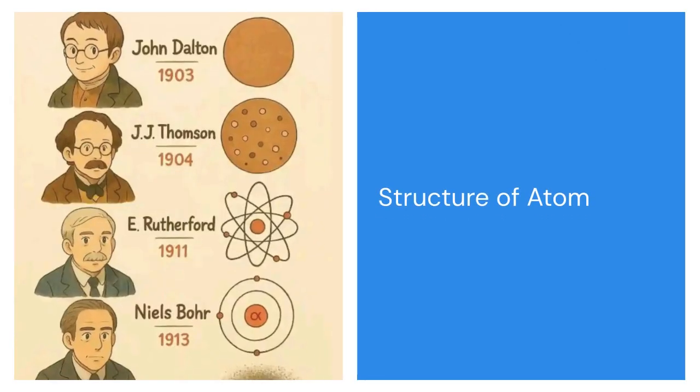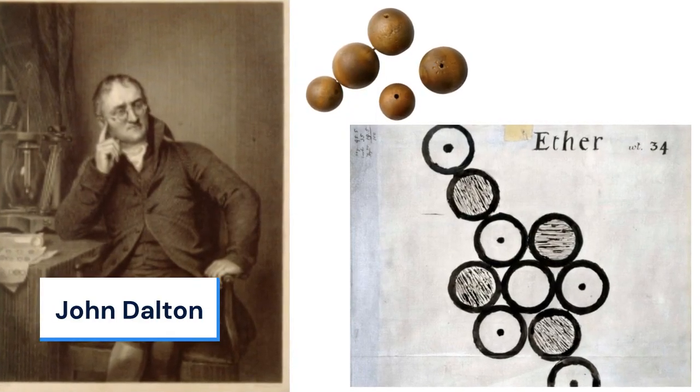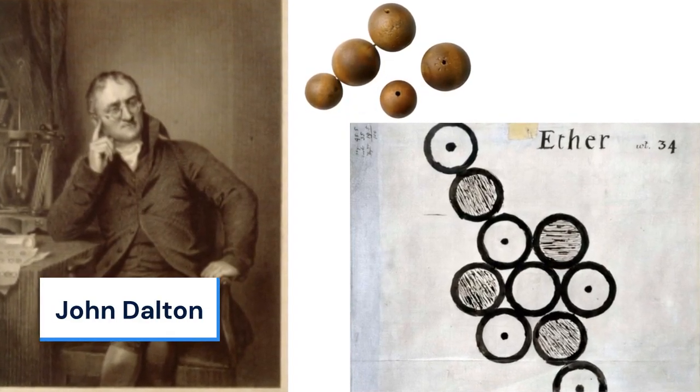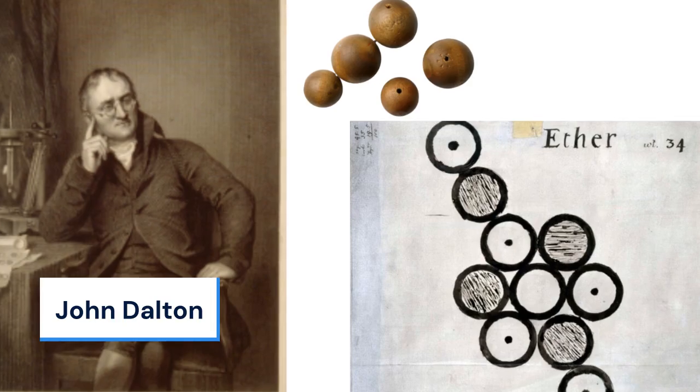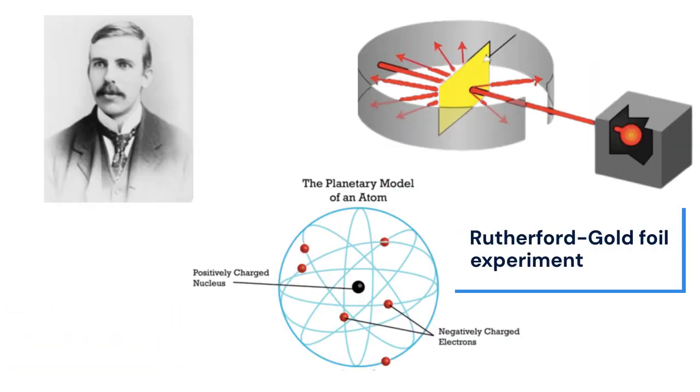Our picture of the atom didn't appear all at once. First, John Dalton imagined atoms as tiny indivisible balls, like well-made marbles, each element having its own kind. Then J.J. Thomson discovered electrons and thought the atom was like a plum pudding, a positive blob with electrons stuck inside, like raisins in a cake. That changed when Rutherford did his gold foil experiment. He found most of the atom is empty space, and that all the positive charge is squished into a tiny nucleus, like finding a marble inside a huge, mostly empty room.